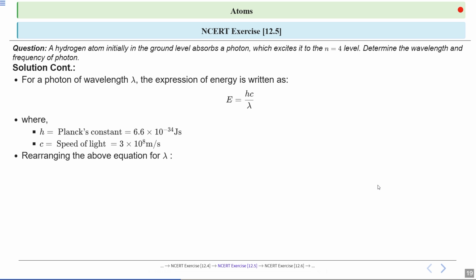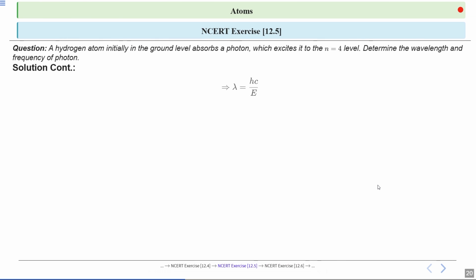Now let's rearrange our formula to solve for wavelength lambda. This means we will express lambda in terms of h, c and E. So after rearranging, we get lambda equals hc divided by E. This tells us that the wavelength of the photon depends on Planck's constant, the speed of light and energy of the photon. Notice that as the energy increases, the wavelength gets shorter. Here we see the formula for wavelength: lambda equals h times c divided by E.